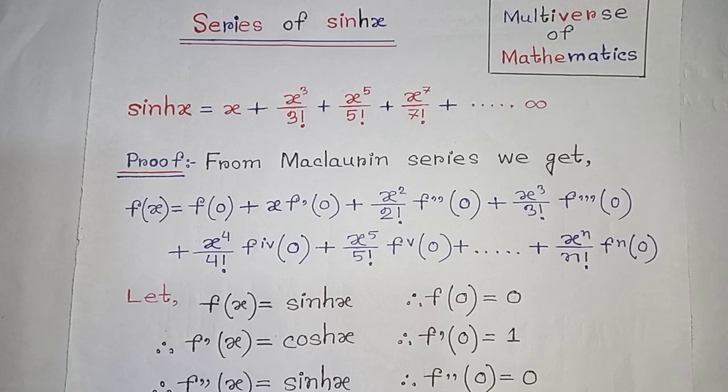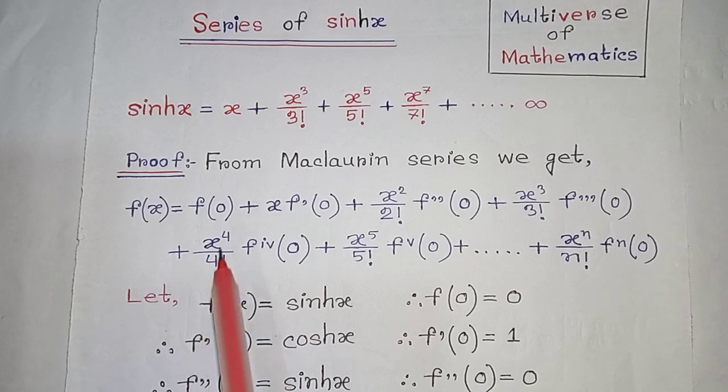Today we are gonna prove the sine hyperbolic x series. Sine hyperbolic x is equal to x plus x cubed by 3 factorial plus x power 5 by 5 factorial plus x power 7 by 7 factorial plus dot dot dot infinity.